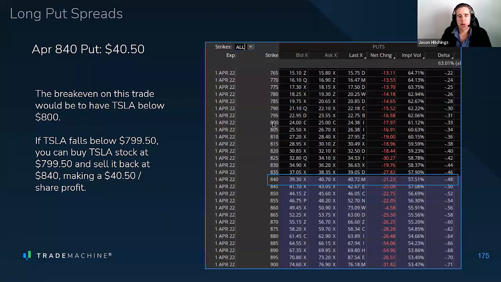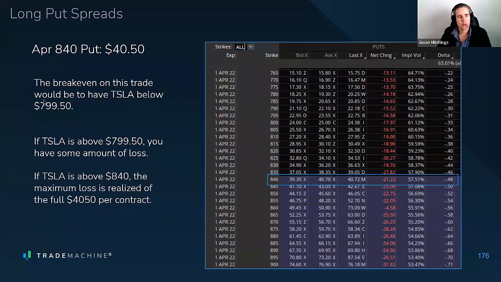Tesla's going to have to drop by more than $40.50 per share, which would be $799.50-ish before you start making a profit. So that's your break even. If Tesla is above that, you're going to lose some amount of money. And if Tesla is above 840, you're going to lose everything on that long put.